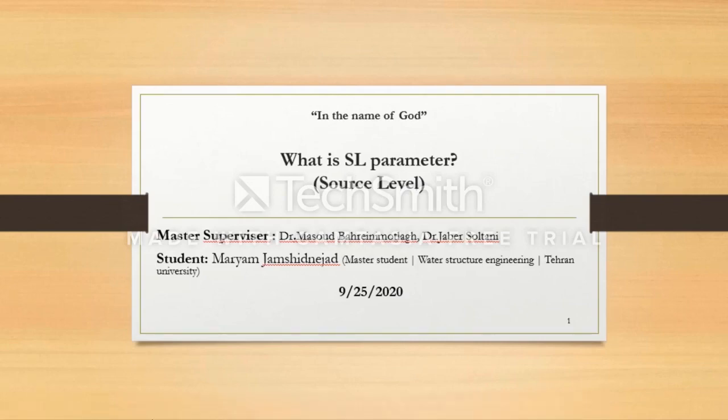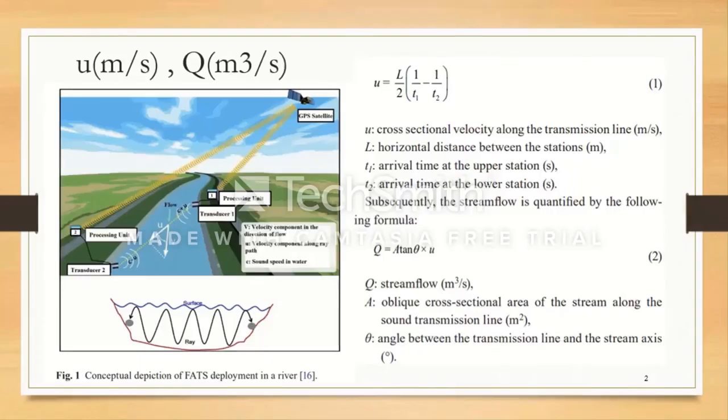What is the SL parameter? SL is short for source level. Our purpose is to calculate all the parameters that we need in acoustic tomography during the calculations. We have formula number 1 and formula number 2 on this page.